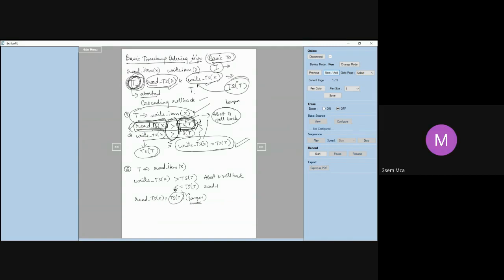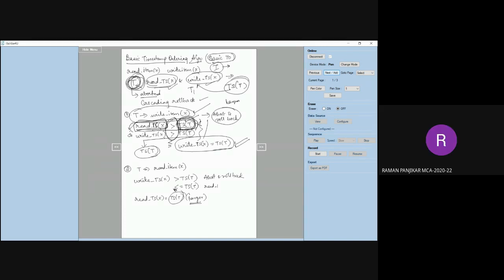No. Understand one thing. Read TS of X is associated with the item X, not the transaction. That particular item X has been read, so by which transaction it was read and at what timestamp value, that is what the read TS will have. Read TS of X is nothing but the largest timestamp it is holding of X. Yes, ma'am. So this read TS of X is also equal to TS of T, which indicates the transaction which did that. That transaction will become the youngest transaction which did a read operation on X with this particular timestamp.